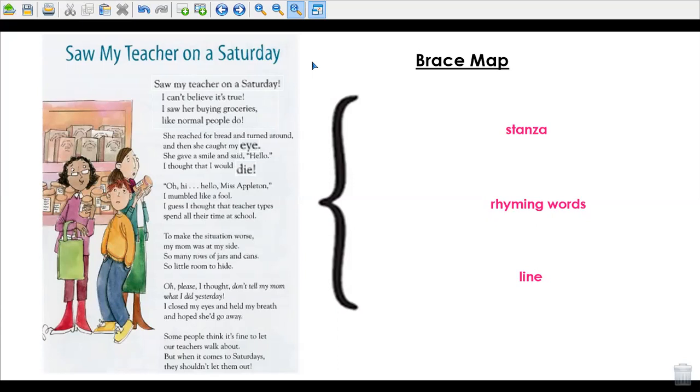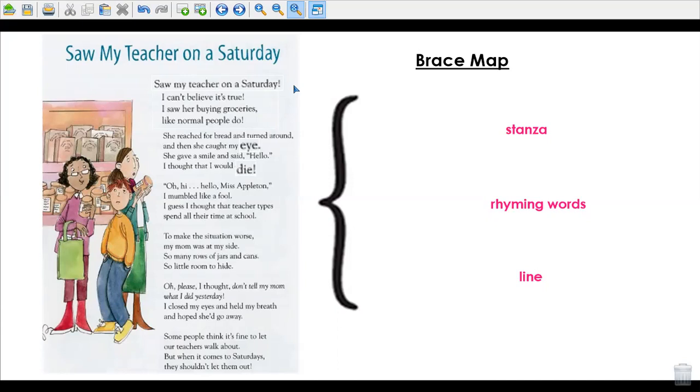So, after reading this poem, Saw My Teacher on a Saturday, now we're going to break it apart. We're going to see if you guys remember what a stanza is, what some rhyming words are, and what a line is. So, think right now and look at your poem, and think, okay, what is a stanza? What did I say a stanza was? Think about it real quick.